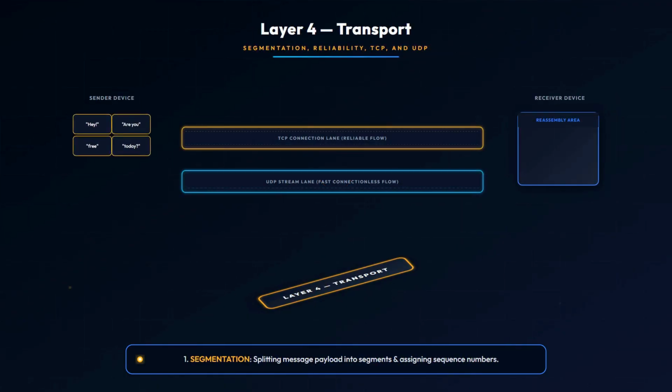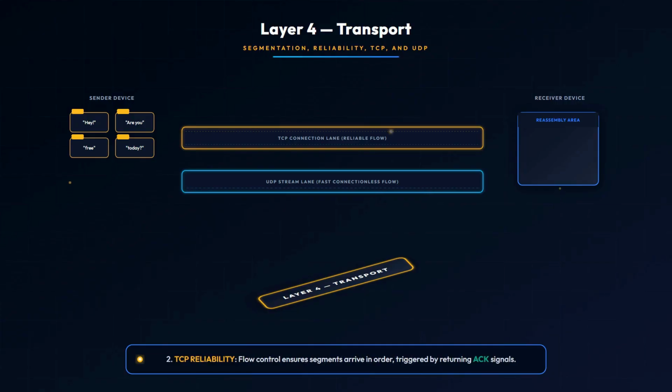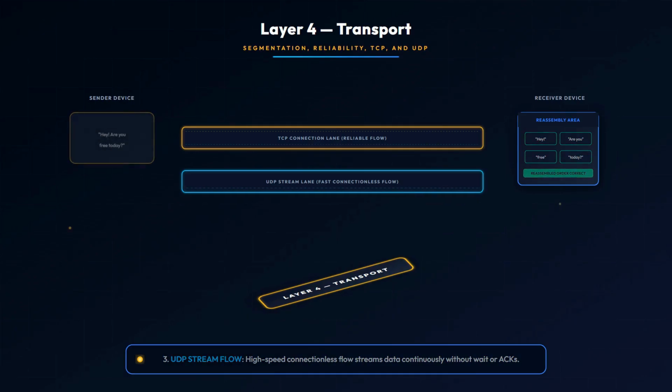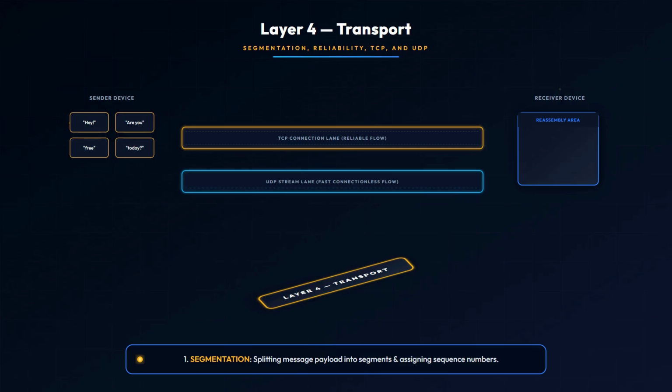Now comes the transport layer, which is responsible for reliable delivery. Imagine sending a large book through the mail. Instead of one huge package, you split it into smaller boxes. That's exactly what happens here. The message is divided into smaller pieces called segments. Each segment receives sequence information. This allows the receiving device to reassemble everything in the correct order. Common protocols here include TCP and UDP. UDP focuses on speed and TCP focuses on reliability.